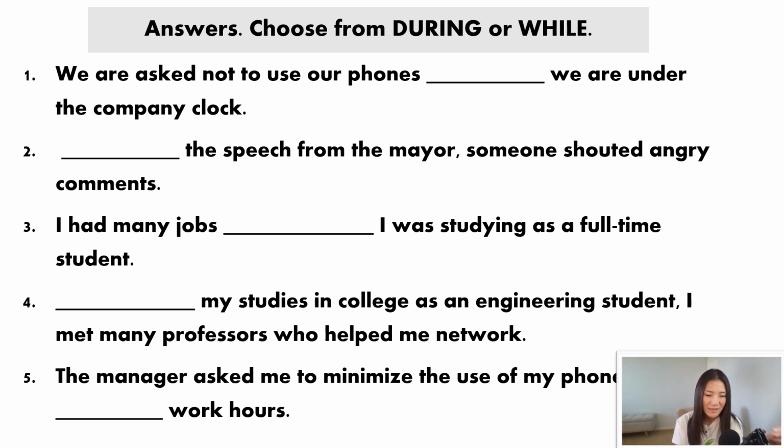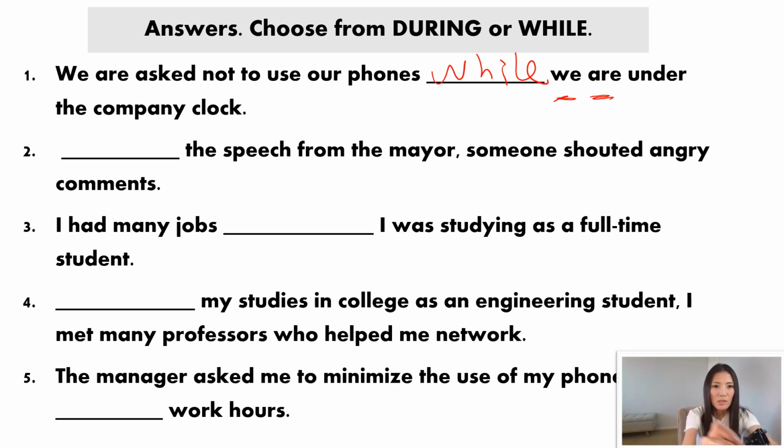Okay, let's review the answers together. Number 1, we are asked not to use our phones while we are under the company clock. Again, while, because we have subject and verb, so it's a clause.